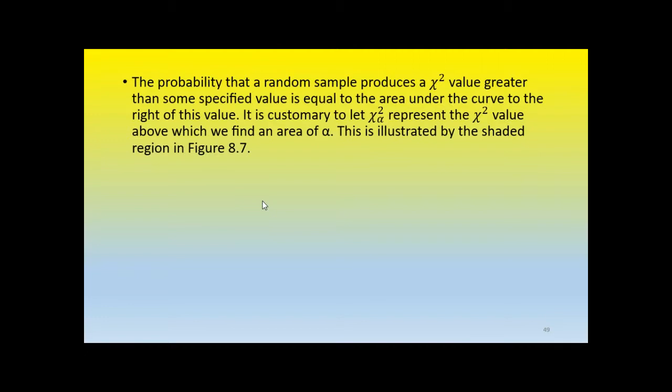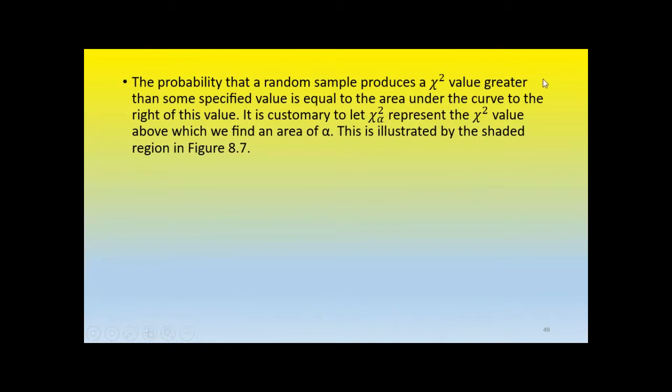Not an exercise problem, another piece of information. The probability that a random sample produces a chi-square value greater than some specified value is equal to the area under the curve to the right of its value. In the normal curve, we have seen the area to the left of the z value, isn't it? But here we are going to find the area to the right side of the chi-square value. Okay, let's see here.